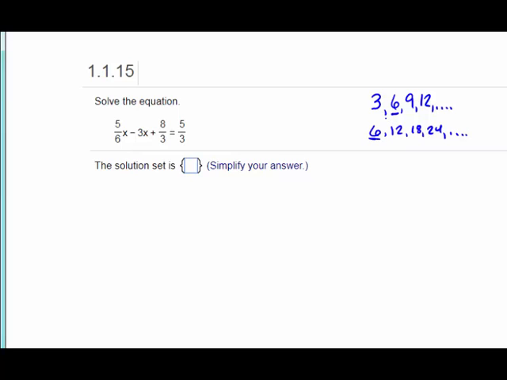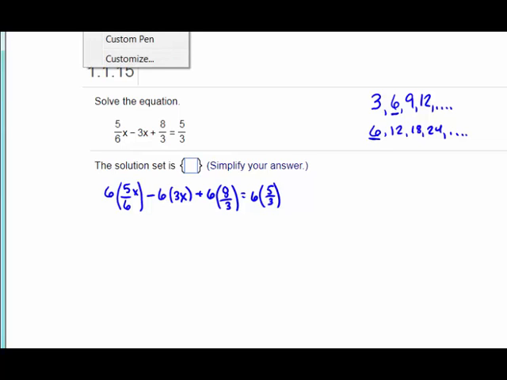So once you find that least common multiple, then what you can do is multiply each fraction in this problem by that number. And so I'm going to take just a second and kind of set it up. So I'm going to multiply 6 times 5 over 6x. And I'm going to multiply 6 times 3x. And I'm going to multiply 6 times 8/3. And I'm going to multiply 6 times 5/3.